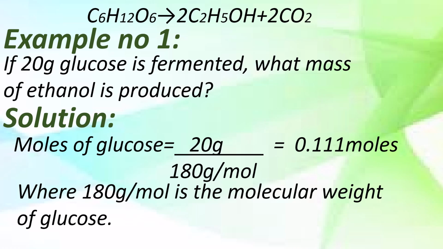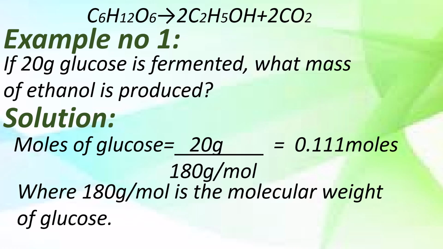Example number 1. If 20 gram glucose is fermented, what mass of ethanol is produced? So it's a simple numerical. We have the weight of 20 gram glucose that is fermented. That means it is converted to ethanol and carbon dioxide. We have to calculate the mass of ethanol produced.